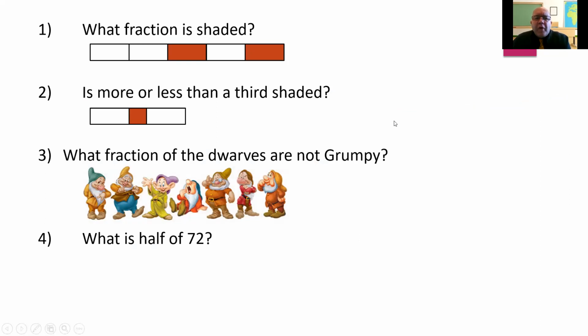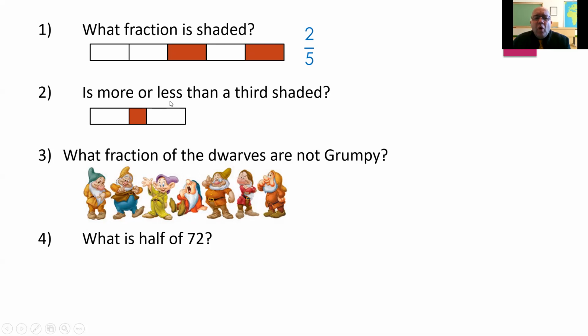Right, so number 1, what fraction is shaded? We have got 1, 2, 3, 4, 5 equal pieces. That means that our denominator, the bottom number, is going to be a 5 because we've split this bar into 5 pieces. 2 of them are shaded, so we're interested in 2 of them. So 2 out of 5 are shaded, and we would write that like that. The 5 tells us how many pieces, the 2 tells us how many are shaded.